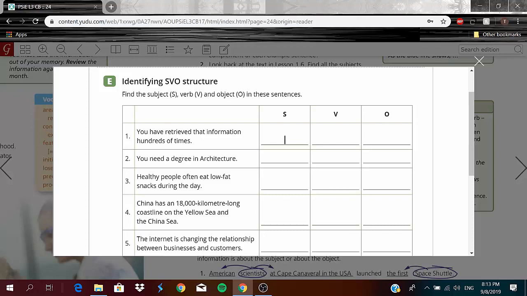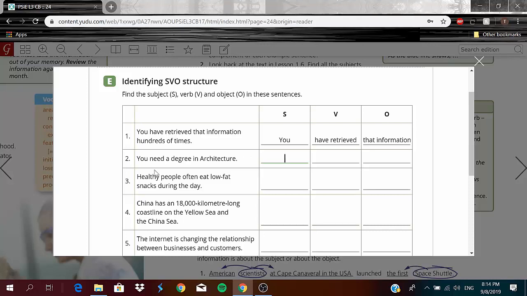What do you guys think the subject is? That's correct, the subject is you. Okay? And what is the verb? That's right, have retrieved. And then the object, what do you guys think? That's right, that information. So you, subject, have retrieved, verb, that information, object.